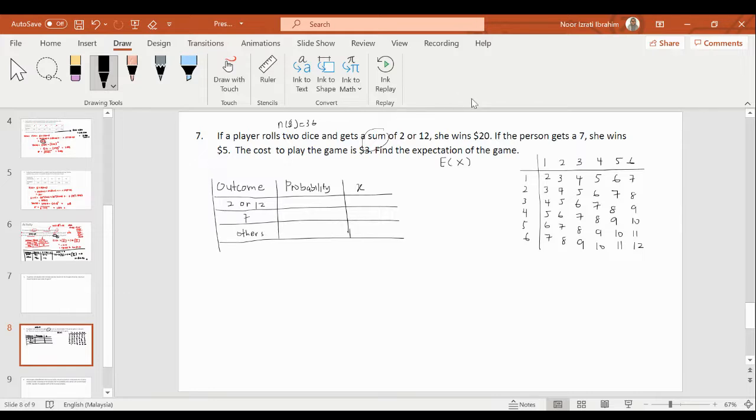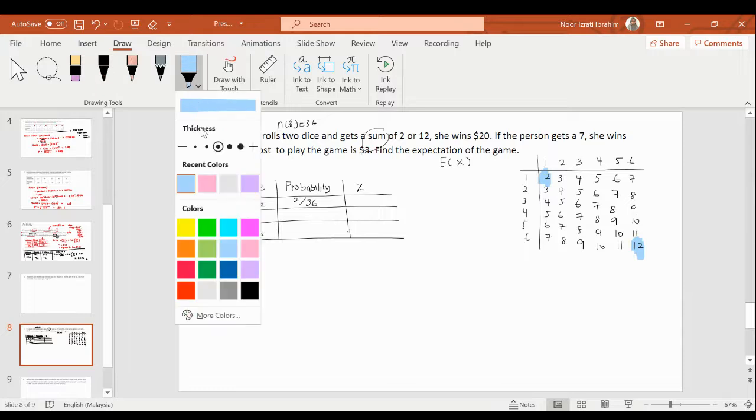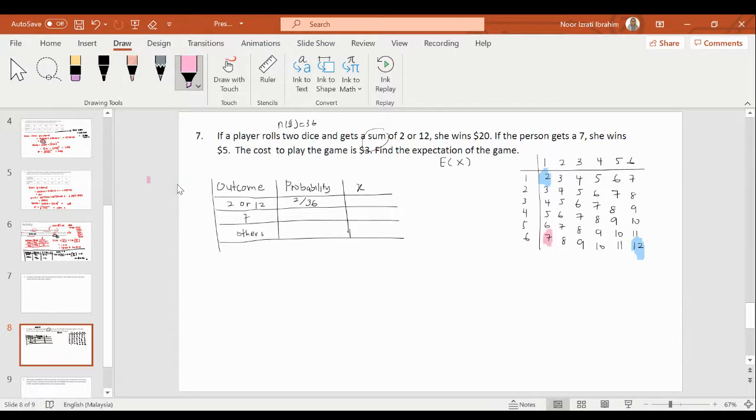Okay, what about the probability? For 2 or 12, there are two outcomes, so the probability will be 2 over 36. To get 7, there are 1, 2, 3, 4, 5, 6, so 6 over 36. And to get others, it is 1 minus 2 over 36 minus 6 over 36, which is the rest, 28 over 36.